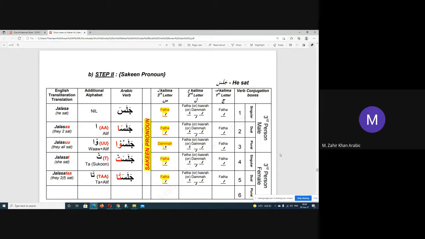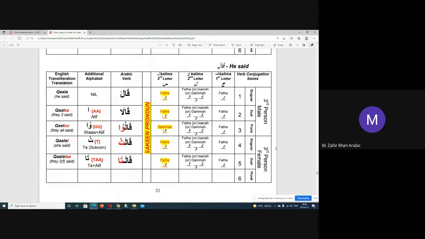Okay. We can see the next example. I have given one more example for that. For example, Qala. Qala means he said. So Qala, Qala, Qalu, Qalat, Qalata. So you can say he said, they two said, they all said, she said, and they two females said. So you can see the third radical, which is lam. The lam is having fatha, fatha, dhamma, fatha, fatha.